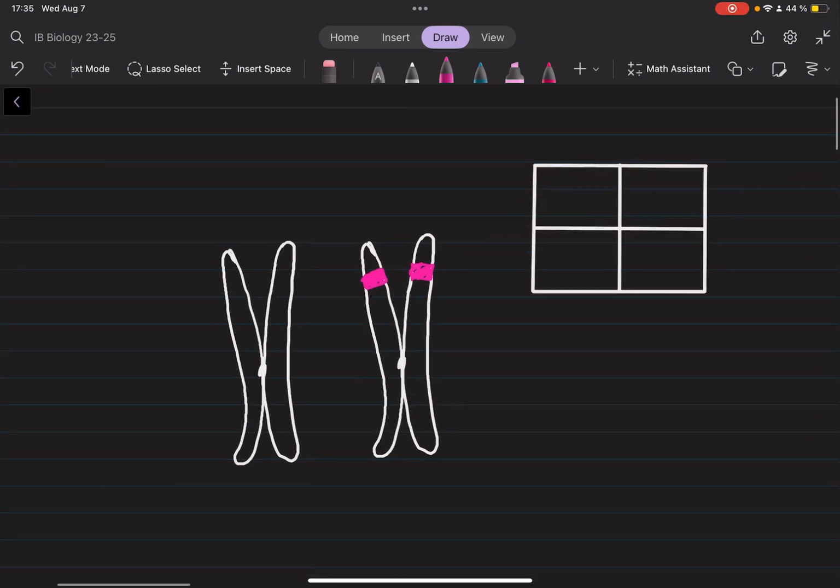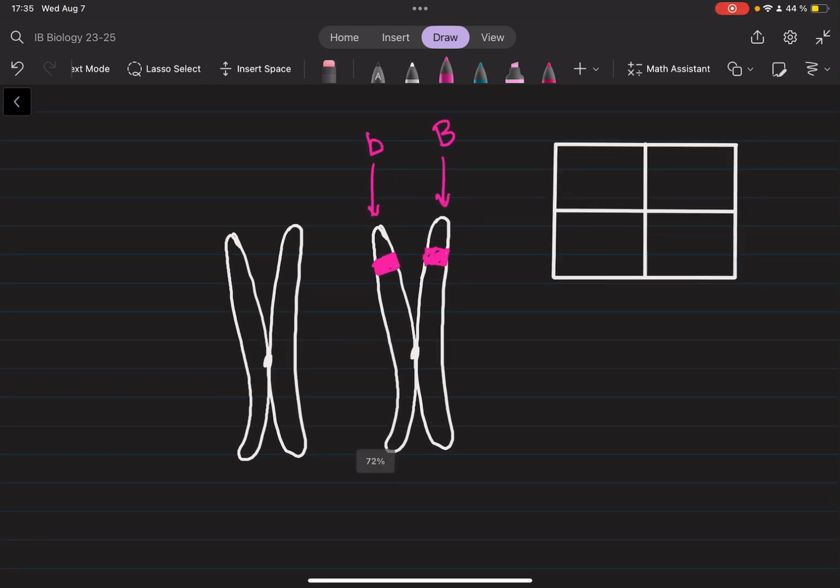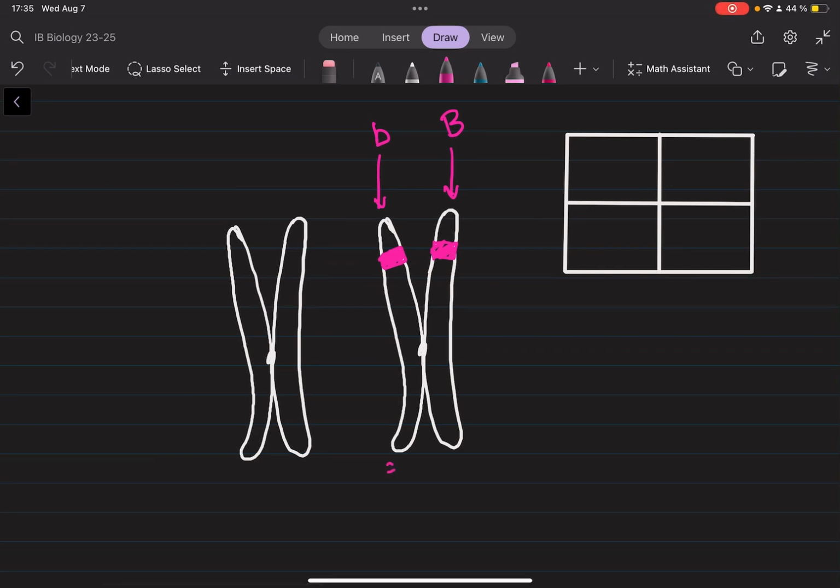So for example, let's say that this gene codes for brown eye color, and let's label it big B. And this one codes for blue eye color, and that's a little b. The genotype of this person would be big B, little b, but the phenotype would be brown eye color. And this is because brown eye color is the dominant allele, and the blue eye color is a recessive allele. And what this means is that dominant alleles only need one gene to be expressed, but the recessive alleles need both of them to be expressed.